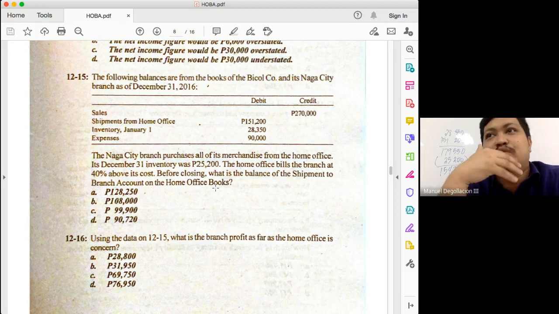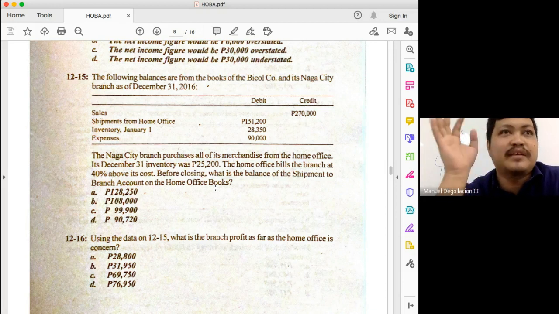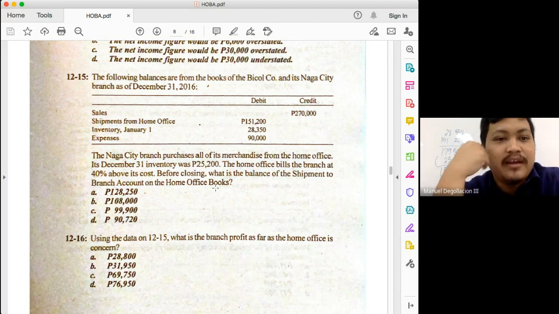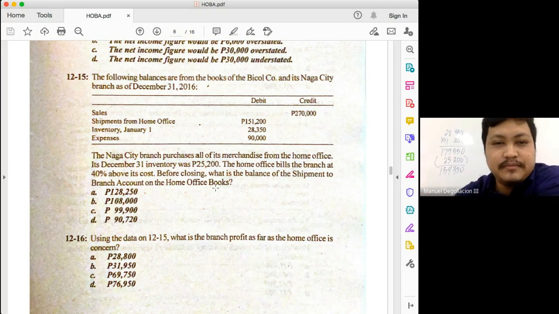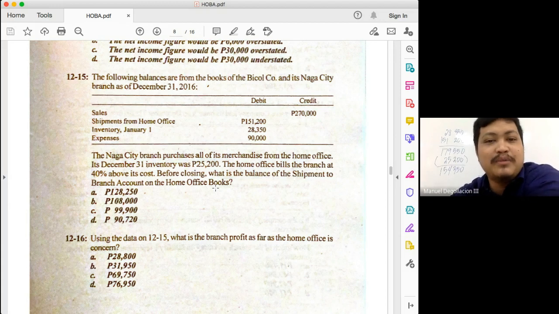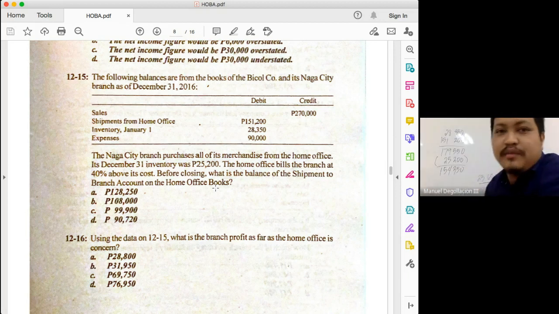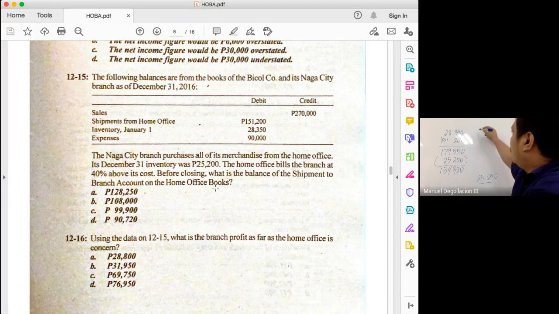I want you to solve this one by using the true cost for everything, class. We already have the sales of 270,000, correct? Okay. Then we need to solve for our cost of goods sold. We begin with the beginning inventory of 28,350. But what's wrong with the 28,350? That includes a markup. Solve for the true cost of the 28,350, class. 28,350 divided by 140%. Where did we get the 40% given in the problem? How much? 20,250.